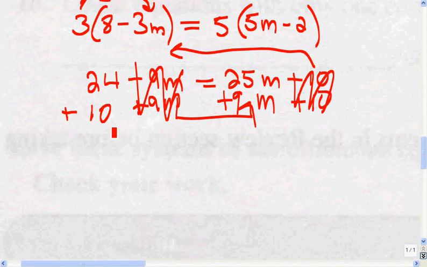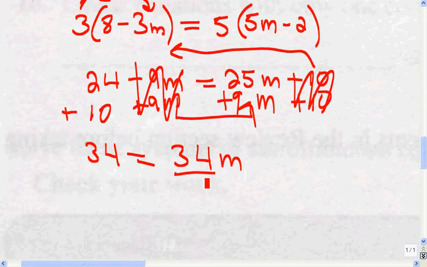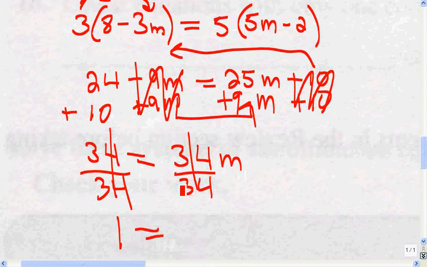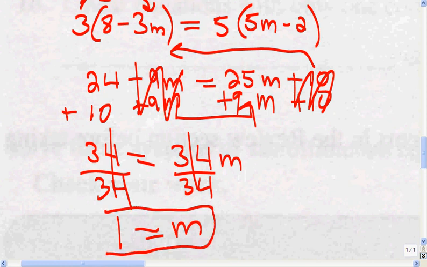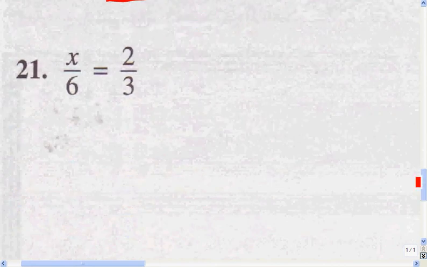Okay, so here I get 24 plus 10, which is 34. And on this side I get 25m plus 9m, which is 34m. I divide both sides by 34 to get m by itself. And what I get is 34 divided by 34 is 1, and 1 times m is m, so m equals 1. That's my answer. This is easy.